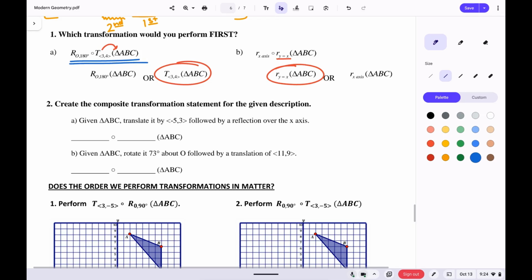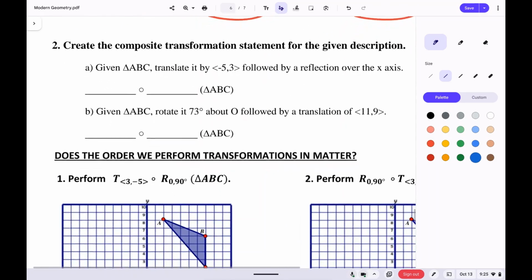Let's do a quick recap. Remember, little r means reflection, and right after the little r, in the subscript area, is the line that you reflect over. We saw that up here where it said little r x-axis, little r y equals x. Those are reflection notations. Capital R means rotation, and in the subscript area you need two things: your center that you're rotating around, and the angle that you're rotating. And then the capital T stands for translation, and that's when we saw the vectors show up. So that's what we need to keep in mind when we're writing these out.